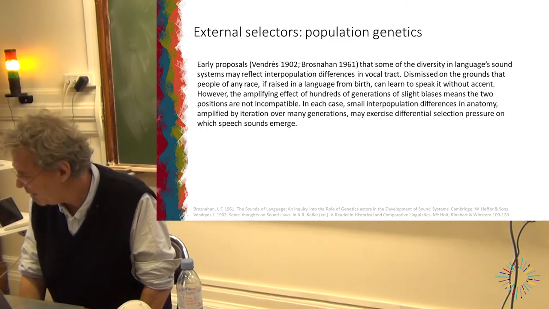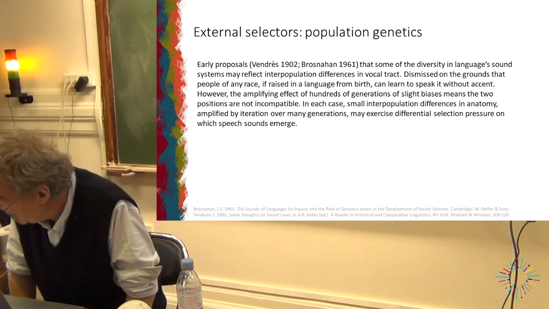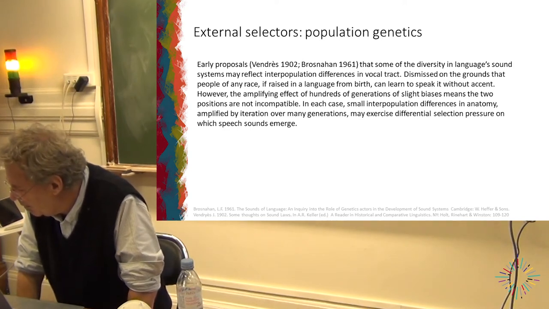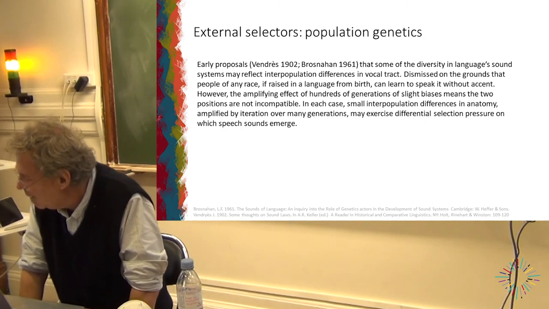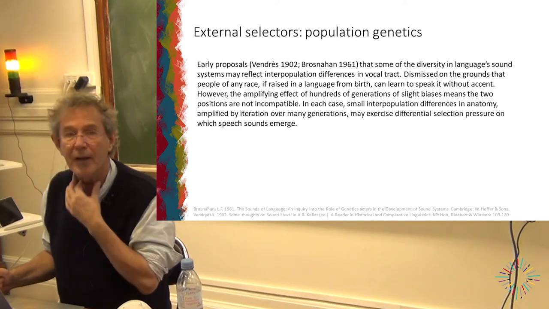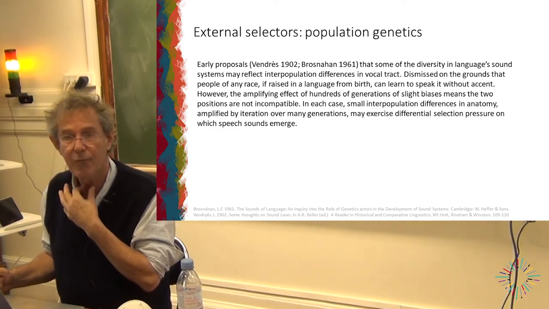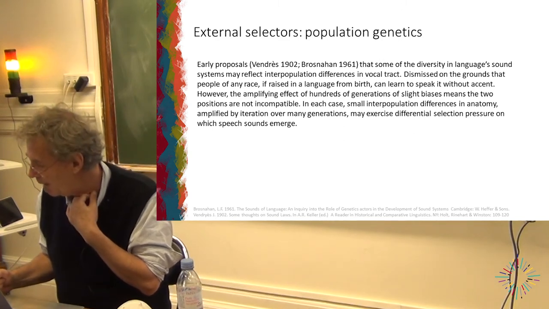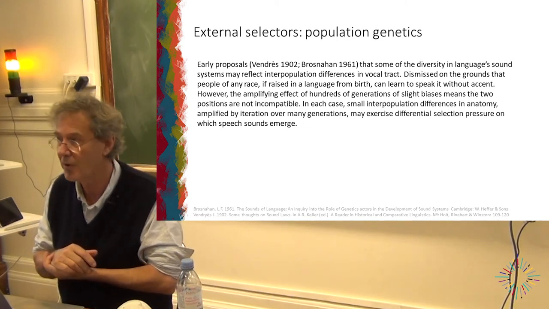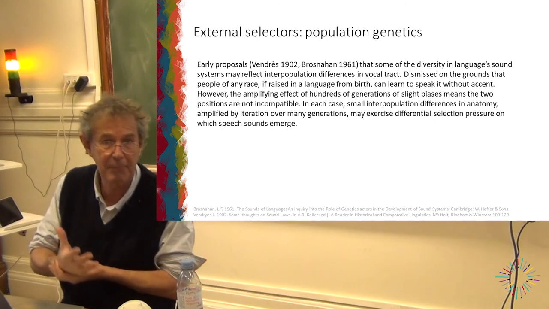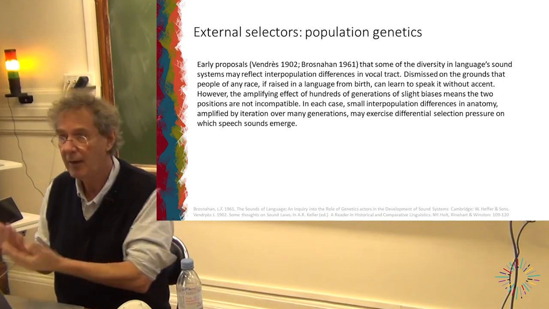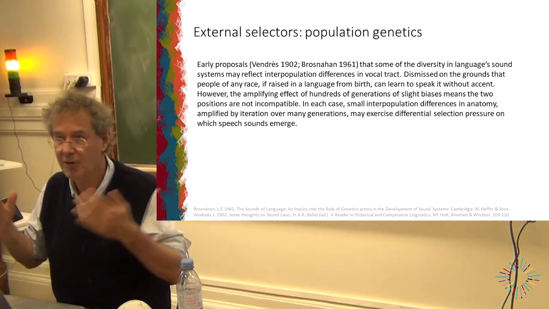So one is population genetics. And it had been suggested, right back to von Bless in 1902, that some of the diversity in languages' sound systems might reflect interpopulation differences in vocal tract. At the time, people dismissed it, and it was seen as a racist claim, but also there was a sort of common sense counter argument that people from any background, any race, if you like, if they're raised from birth speaking a language, they just speak it with a perfect accent.